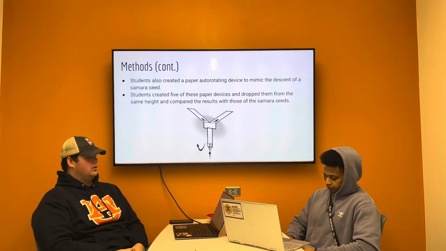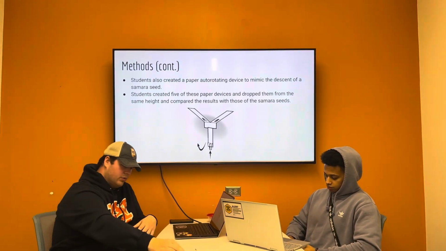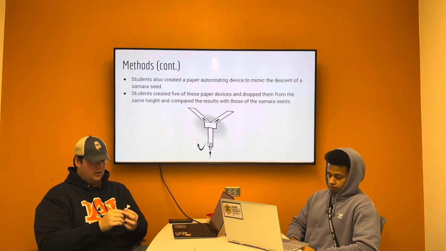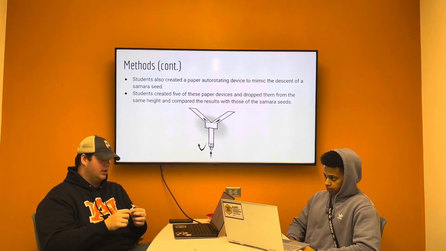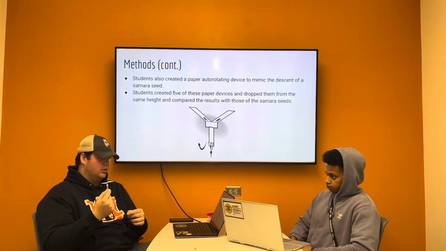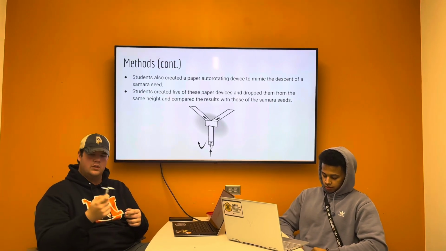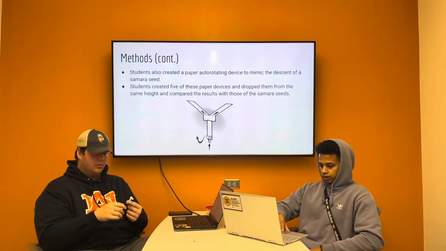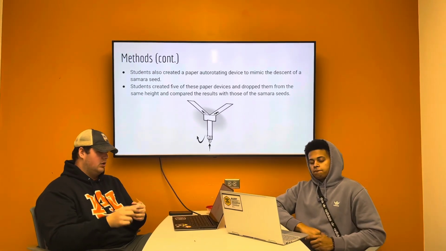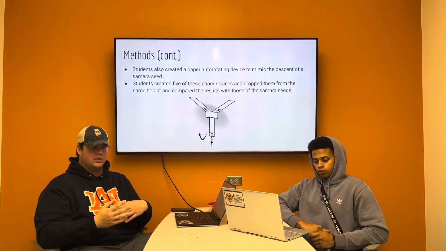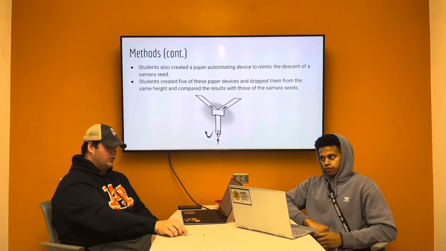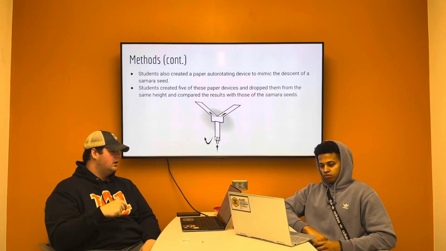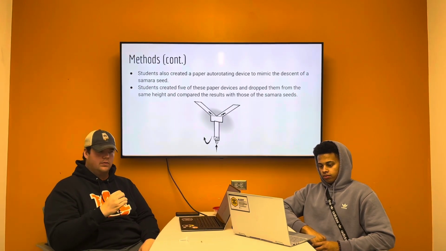We also created a paper auto-rotating device here. This was just from a simple printout online, folded up and used with a paper clip. We made this device to mimic the descent of the Samara seed using the auto-rotation, and we tested the characteristics of this one and compared that to that of the seed to understand the difference between the drops. We created 5 of these paper devices, dropped them from the same height at the same spot, and compared the results with those of the smaller seeds.